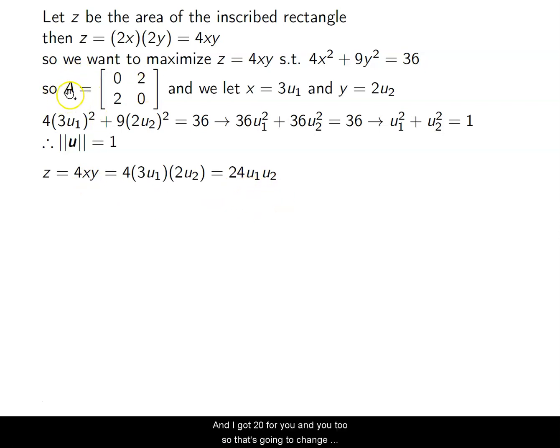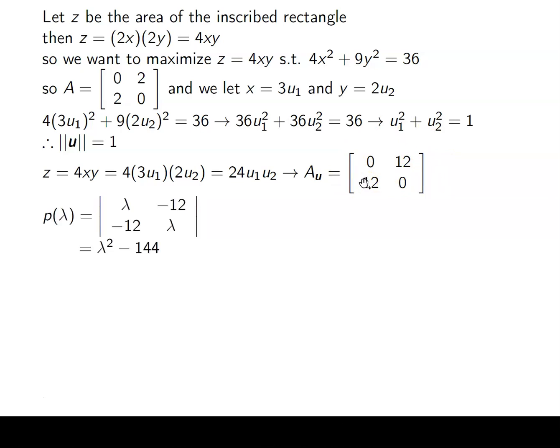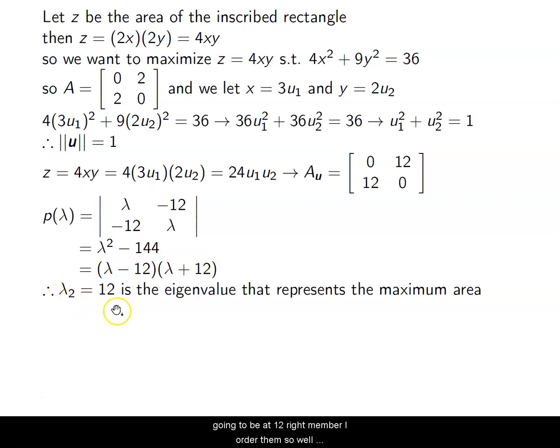So that's going to change my A matrix. I can write that as A sub u. And now I'm taking the 24 and I'm splitting it across the terms that it coincides with, right? So now this is what I need to find my eigenvalues for. Okay. So very easy to find. Split across my difference of squares. And so the max is going to be at 12, right? Remember I order them. So lambda 1 is the negative, lambda 2 is the positive, right? So the max area here that I can have is 12.